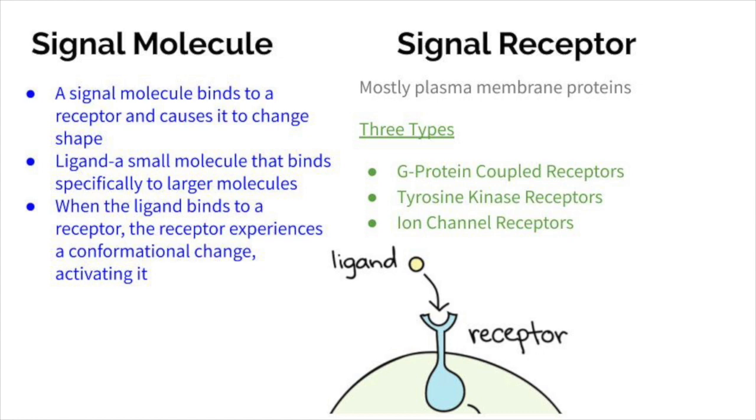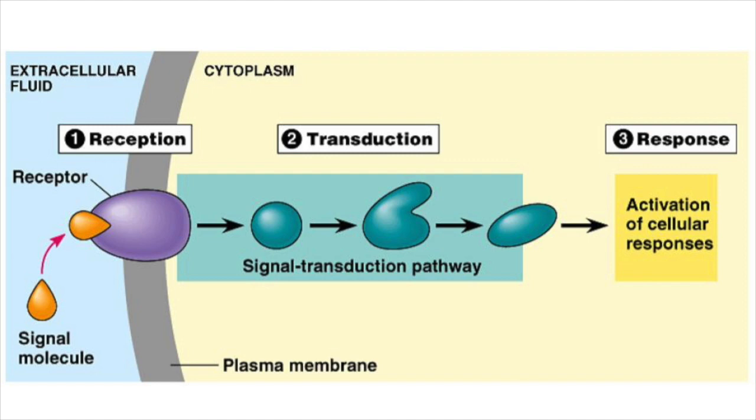There are three types of signal receptors: G protein coupled receptors, tyrosine kinase receptors, and ion channel receptors. The signal receptor receives a signal molecule, which initiates the process of reception, transduction, and response. Now let's apply this knowledge to a diagram.